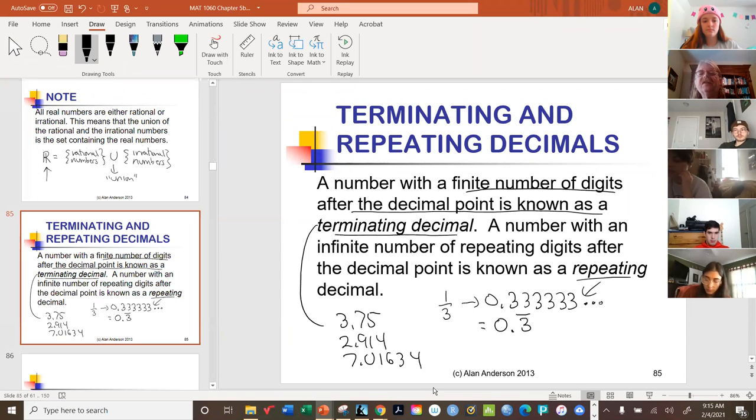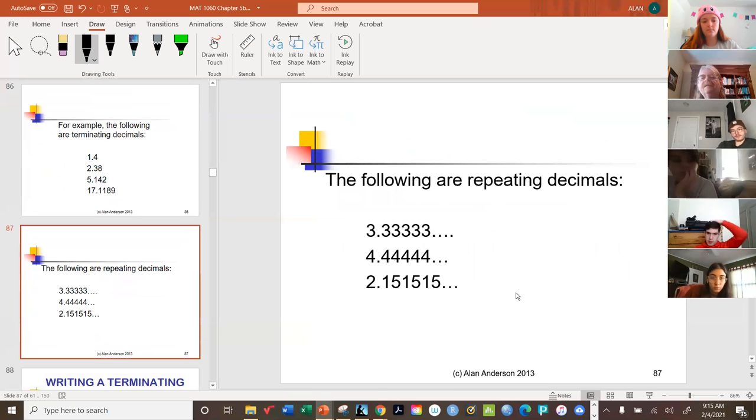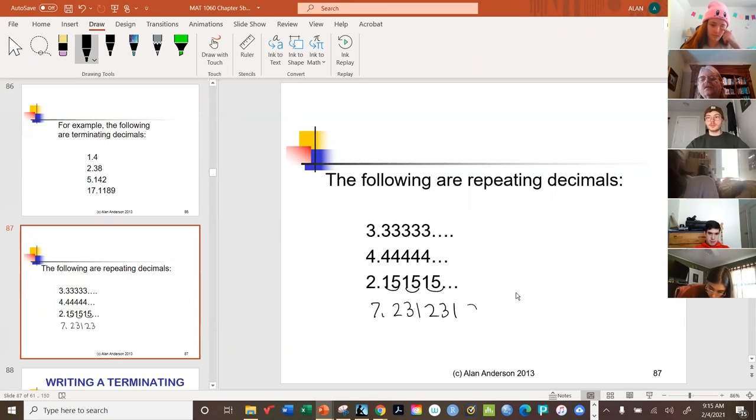Now, why am I bringing up these definitions? Because, oh, here's some more examples. Terminating decimals, you can see that after the decimal, we only have a finite number of digits. These are repeating. Now, by the way, the pattern with which it repeats doesn't have to be restricted to a single number. See, here we've got a repeated series of 1/5s. That still counts. All right, or we could have like, let's say 7.231, 231, 231. This still counts because the pattern is 231.